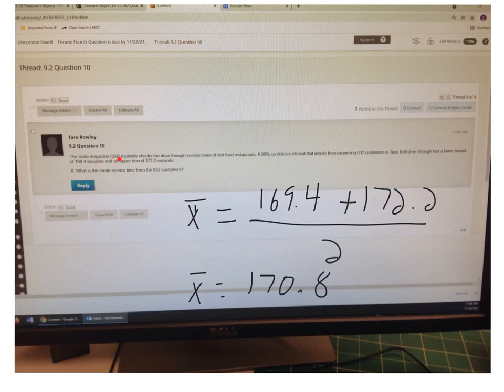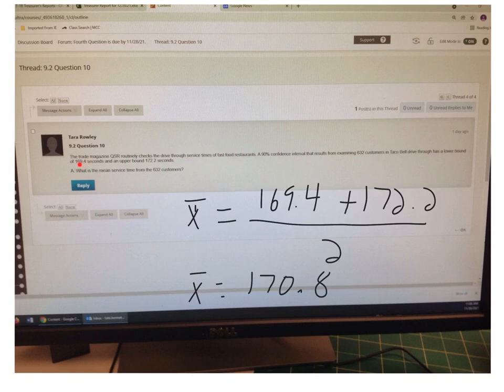Trade magazine QSR routinely checks the drive-through service for fast food restaurants. A 9% confidence interval results from 632 customers, and Taco Bell drive-through has the following lower and upper bounds. What is the sample mean from these customers?